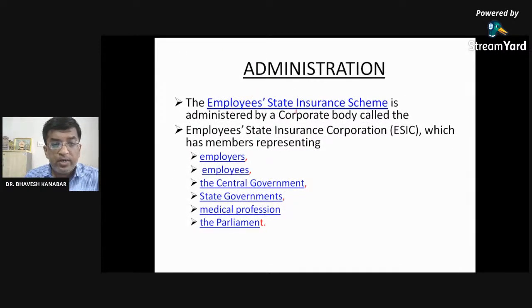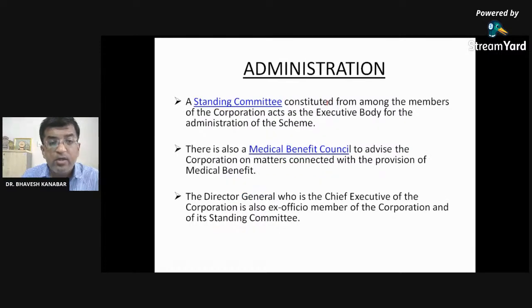Administration for the ESI scheme: who are administrating? Employer, employee, state government, right? Medical professionals, parliament, they are part of the administration of the ESI Act. There is also one standing committee. You know that in the corporation there is a standing committee. Here standing is a misnomer. The members are not always standing, but it is called a standing committee, which is constituted from among the members of the corporation, right, who acts as an executive body for the administration of the scheme, right? There is also a medical benefit council, right?